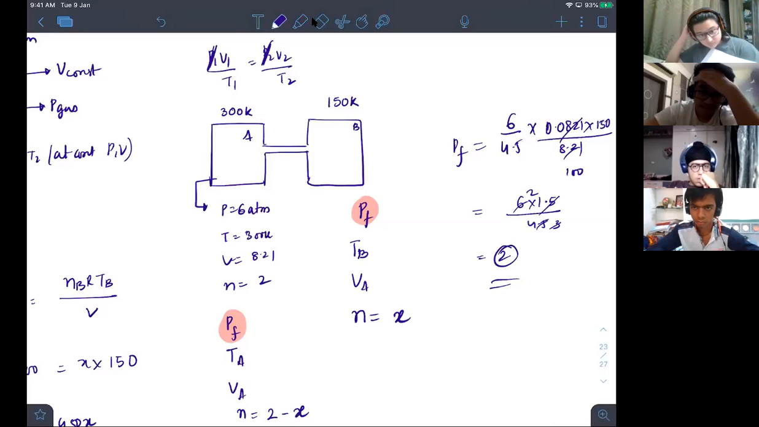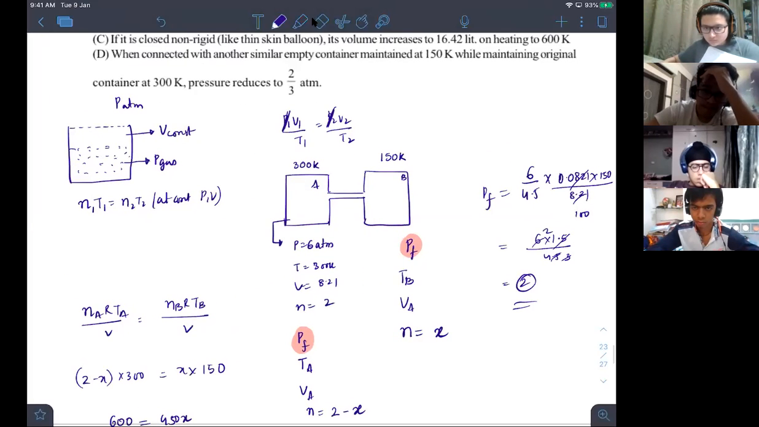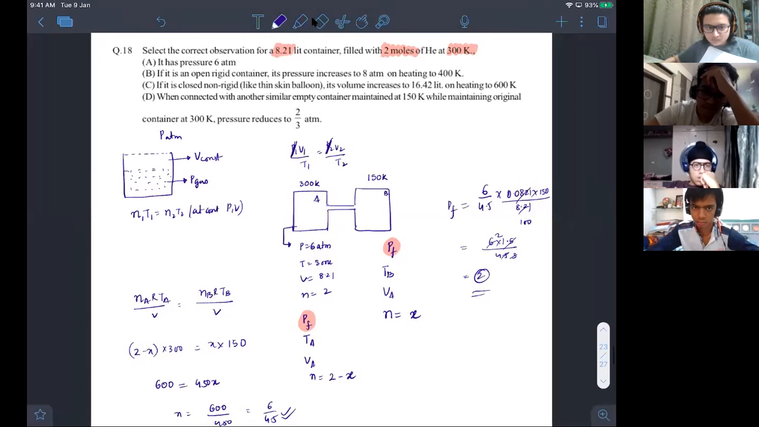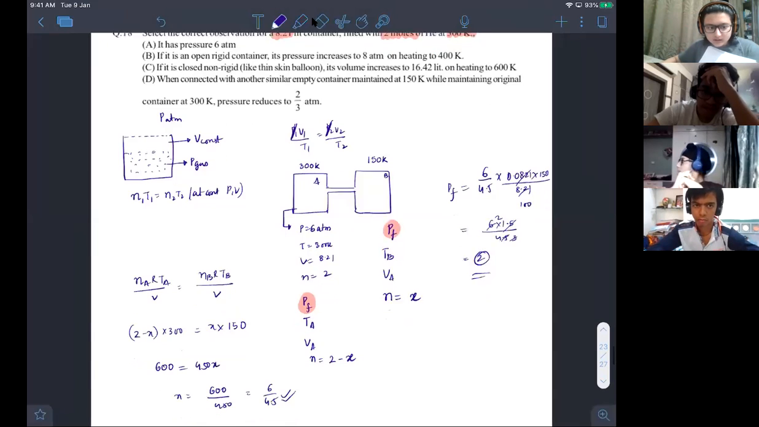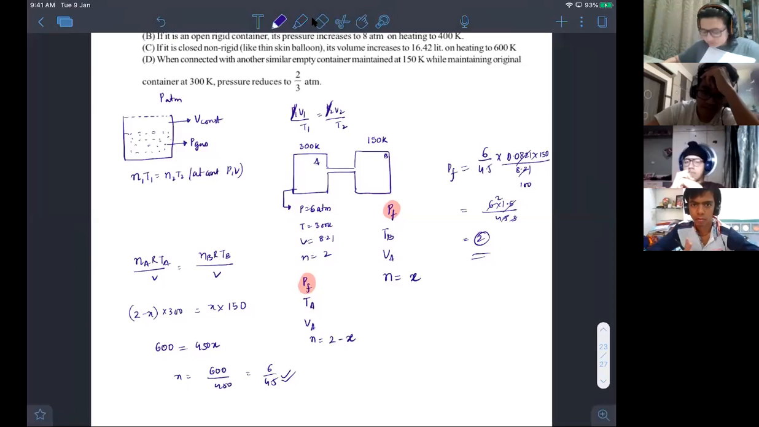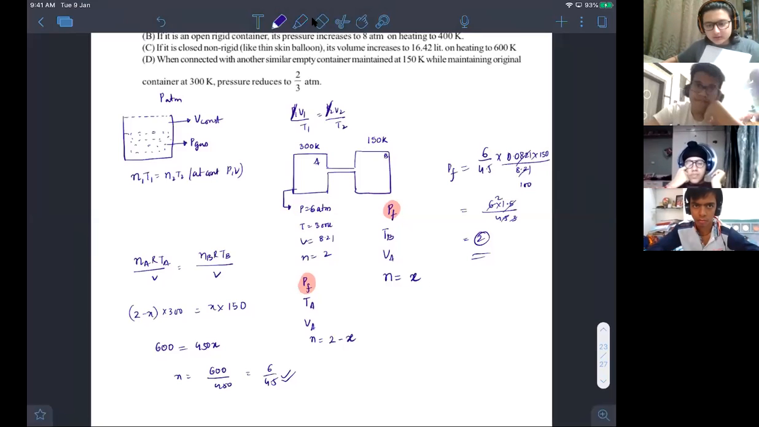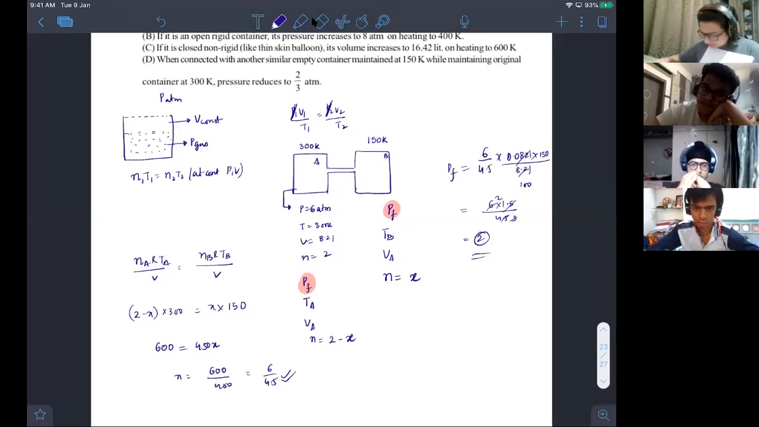So what is the final pressure? 2 atm, not 2 by 3 atm. So that option is incorrect. Sir, instead of doing all this, why don't we just find out the number of moles in A and the number of moles in B, and then equate them to 2? Then we don't even have to get the variable X. We can directly equate it.